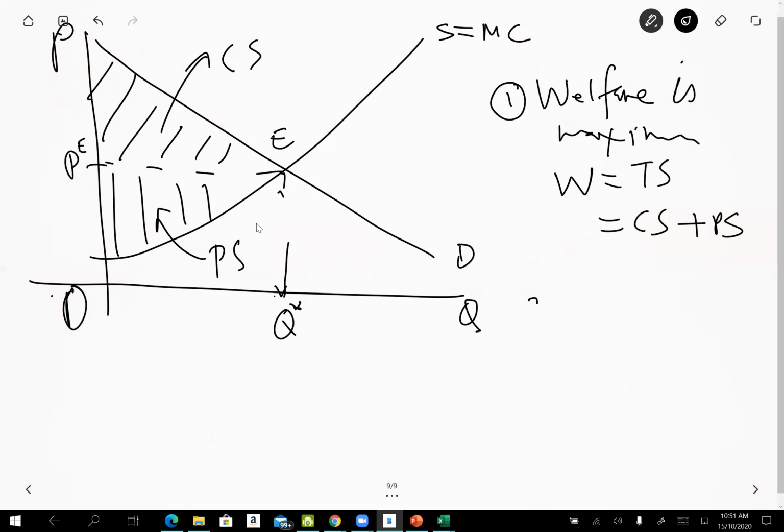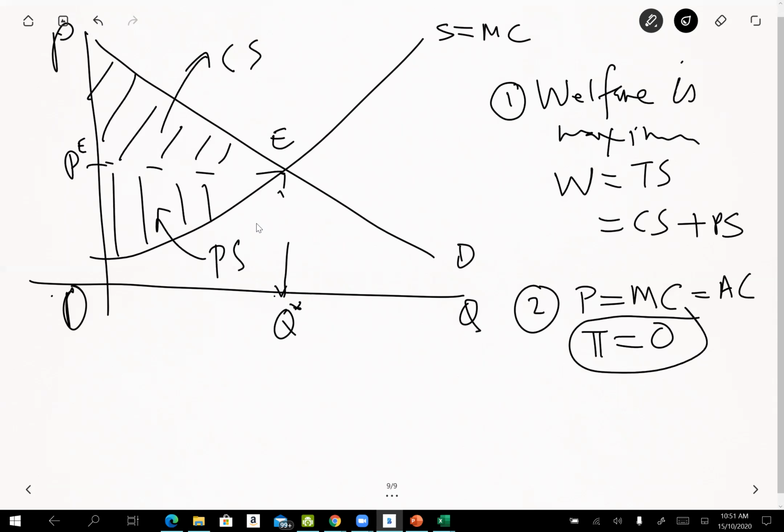Number two, the price is just equal to the marginal cost, which is also equal to the average cost. In the long run, what happened to the profit? Profit is zero. So in the long run, the firms do not get positive profit. They will get zero profit in the long run. Of course, in the short run, you can have positive profit. Now, when positive profit, what happened to the market?